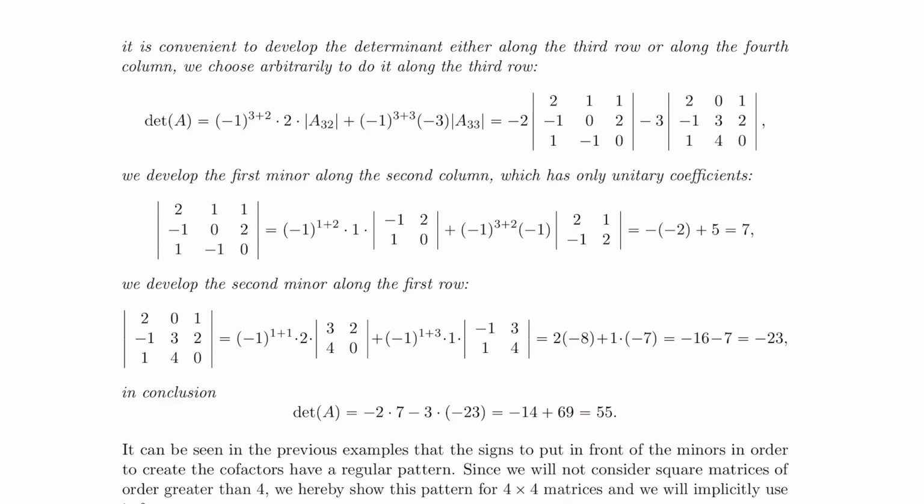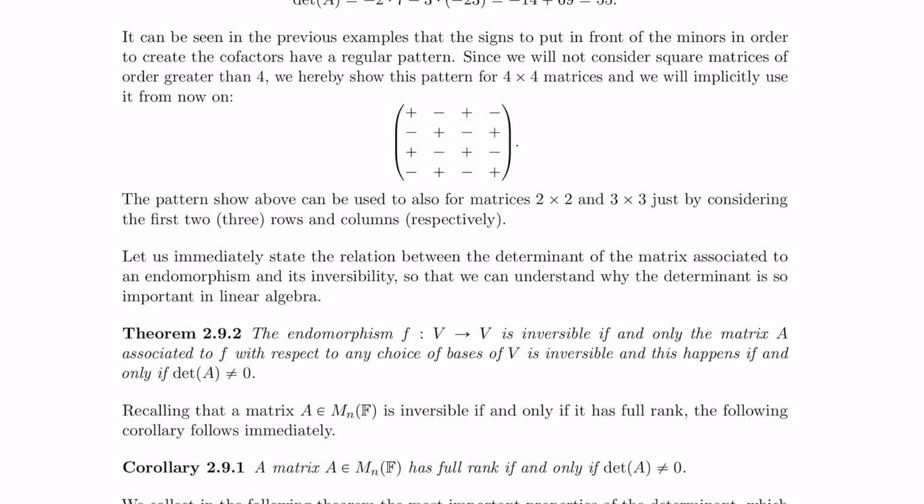After these examples, it should be clear that for square matrices of order larger than 2, the computation of the determinant becomes an iterative procedure in which we have to compute determinants of square submatrices of decreasing order until we arrive at a one-by-one matrix which coincides with a scalar. Moreover, from the previous examples, it should be clear that the signs to put in front of the minors in order to create the cofactors have a regular pattern. For the square matrix of order 4 that we have just considered, the pattern is this one.